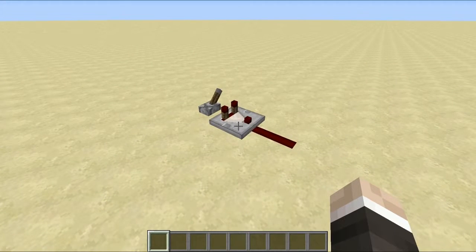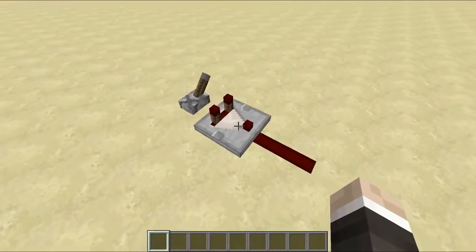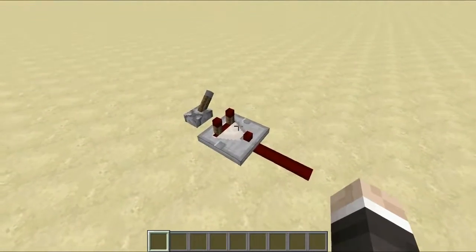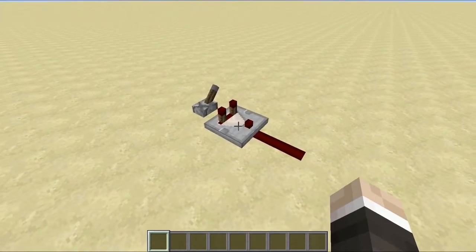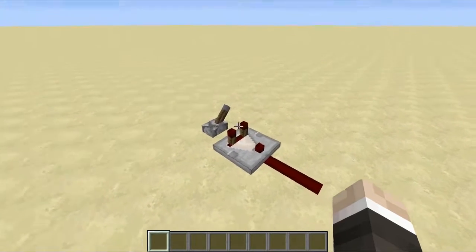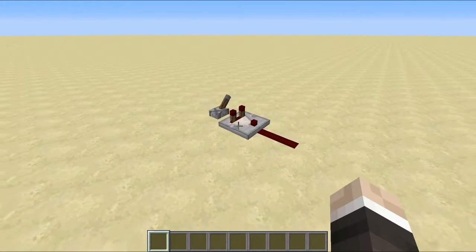I get tons of comments down in my comment section asking me, what on earth is this thing? What on earth does it do? How on earth do I use this thing effectively? So what I'm going to do is a full video dedicated to explaining everything you need to know about the comparator so that you can make use of it in your own redstone circuits. Hopefully by the end of this video, you will be a comparator pro, or at least, fingers crossed.